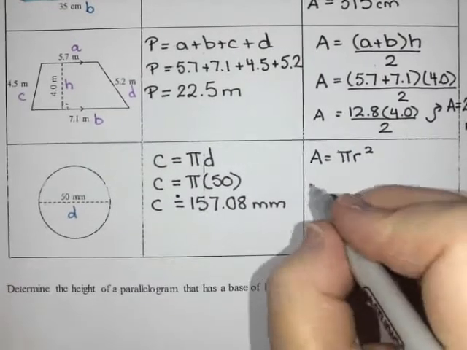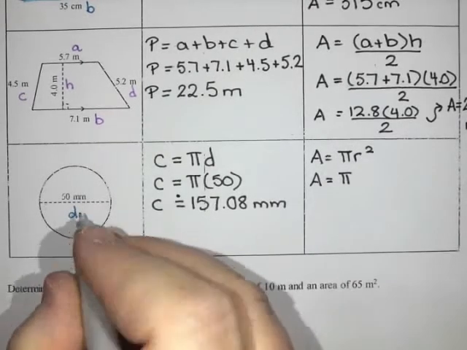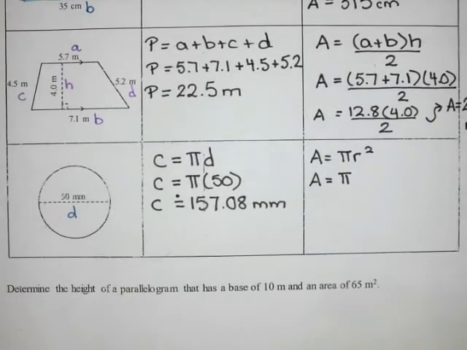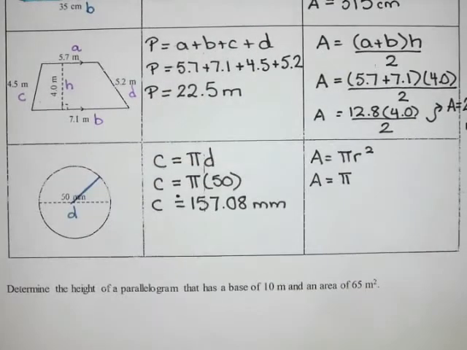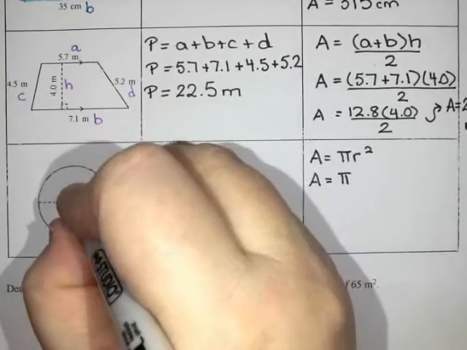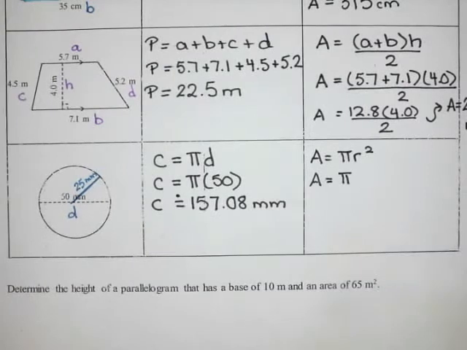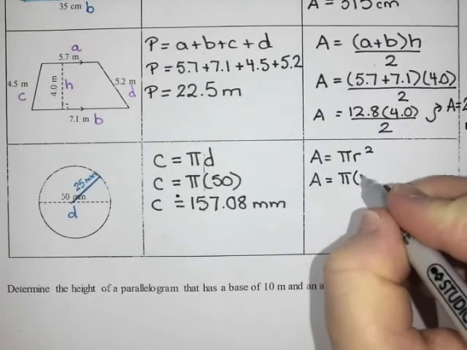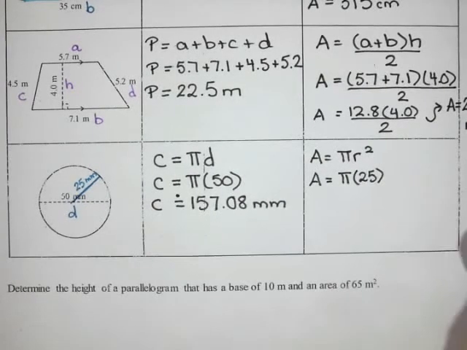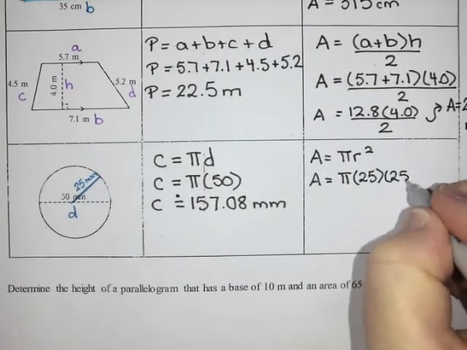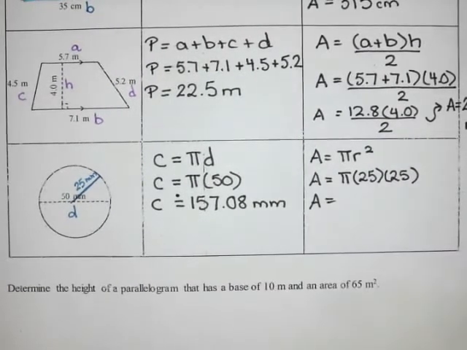Now I'm going to leave the pi as a pi right now, and then I will use my calculator for that. My radius, well, they gave me the diameter in this picture. The radius is half of the diameter. So I'm going to take 50 and divide it by 2 to get 25 millimeters. So for my area, I'm going to do pi times 25 squared. Now, 25 squared just means 25 times itself. So 25 times 25. So I'm just going to write it down twice. And then I'm actually going to calculate that.